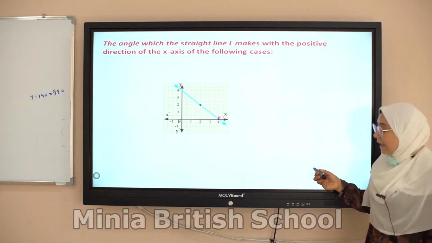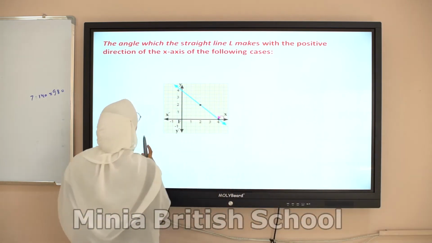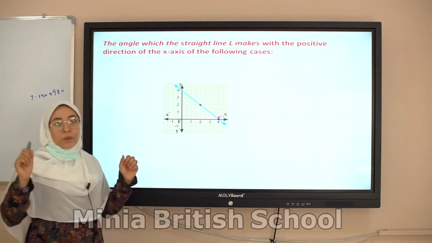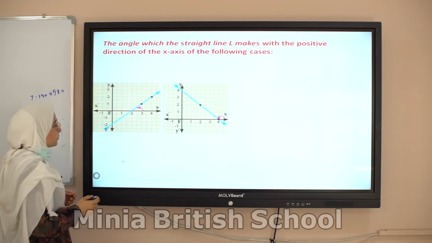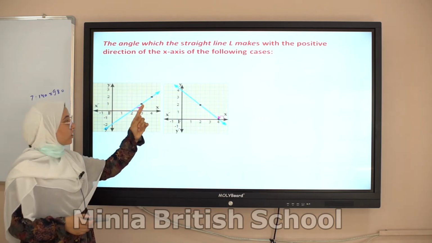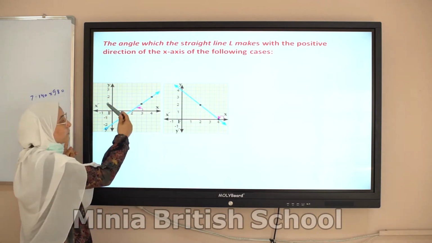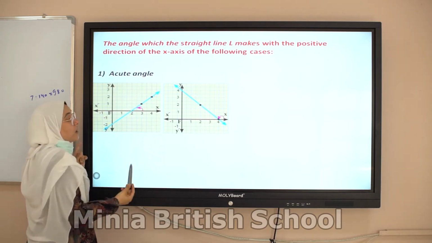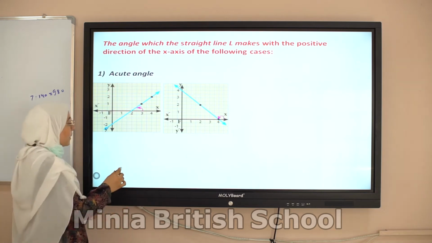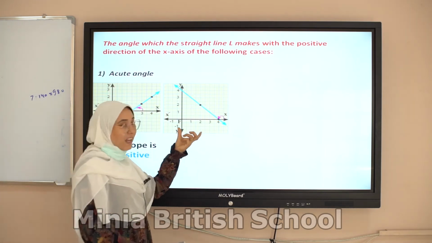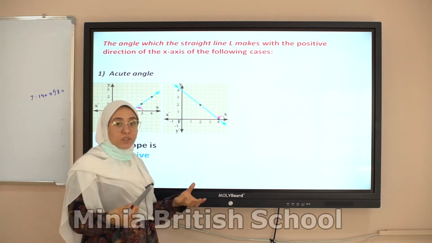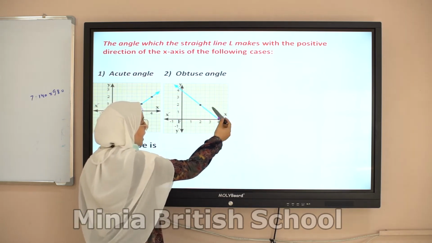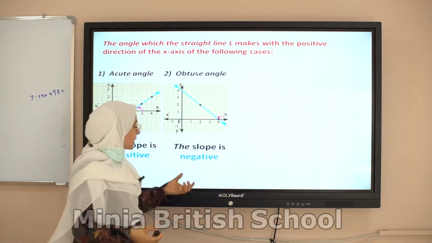Now here I have some cases, for the angle which the straight line L makes with the positive direction of the x-axis. The first one: if the angle is an acute angle, like this, the slope is positive. But if the angle which the straight line makes with the positive direction of the x-axis is obtuse, like this angle, the slope is negative.